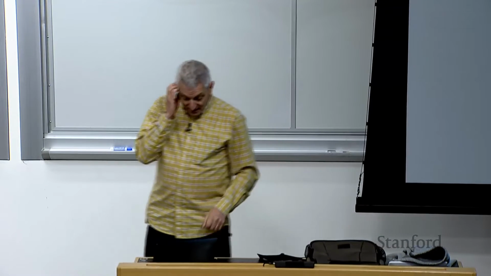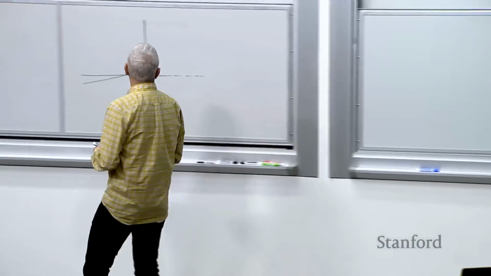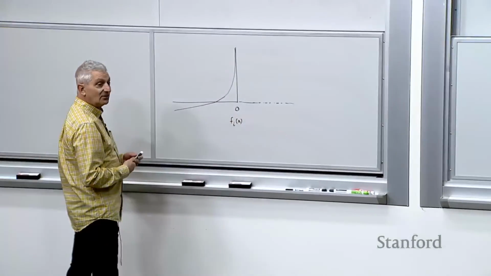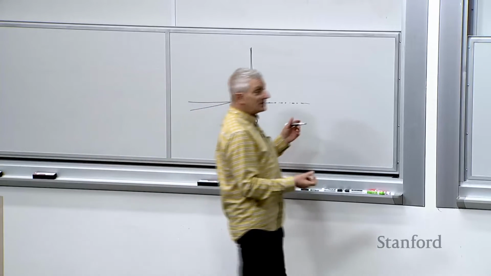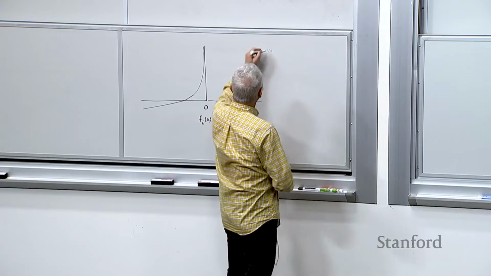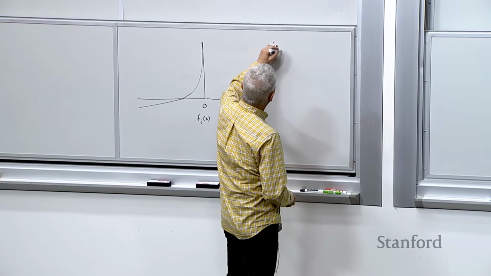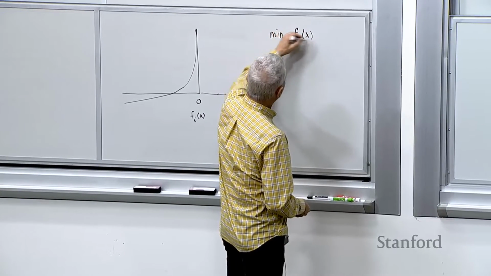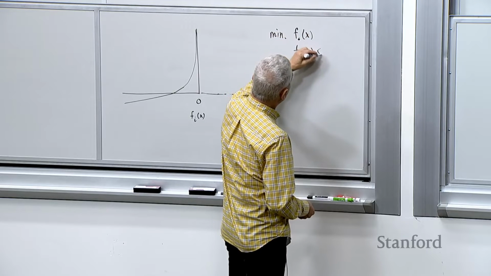Let's continue. Where we were last time was we said let's take a look at how to handle this. We're going to assume that all of the functions involved are going to be smooth. So we have a problem that looks like this.